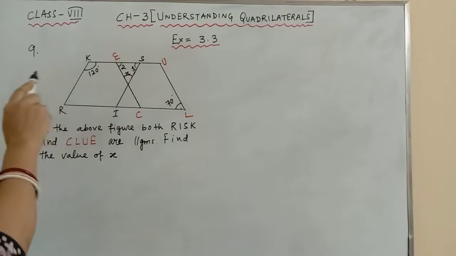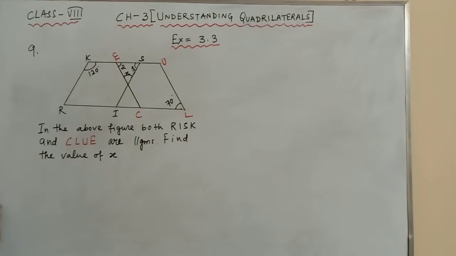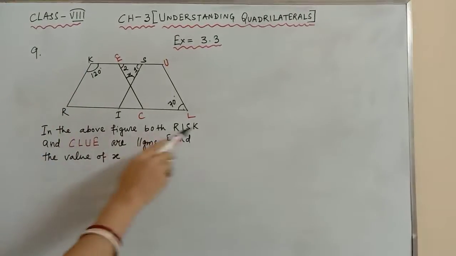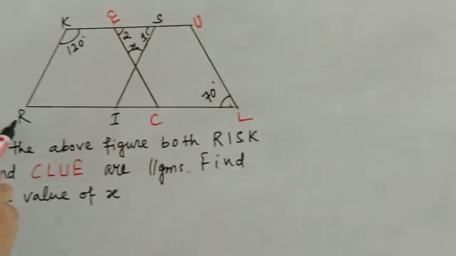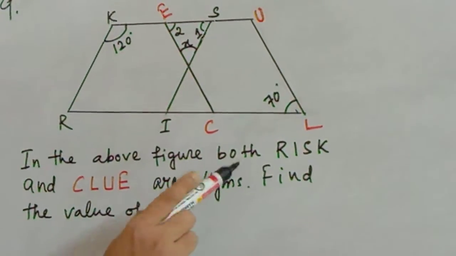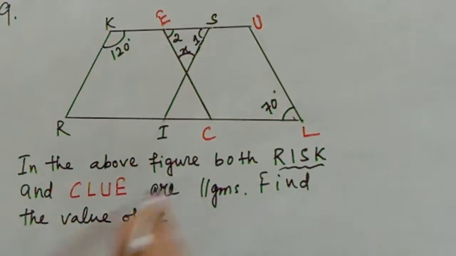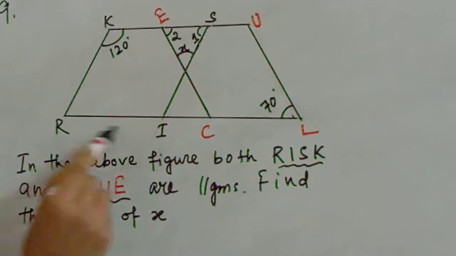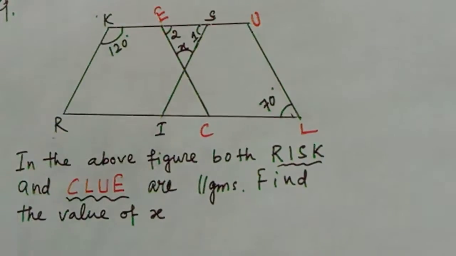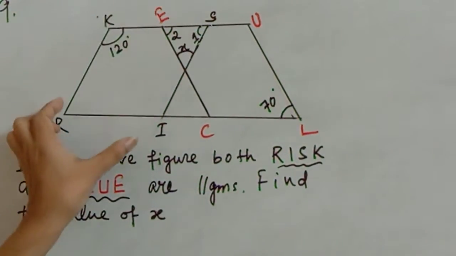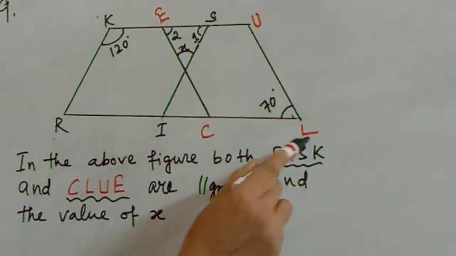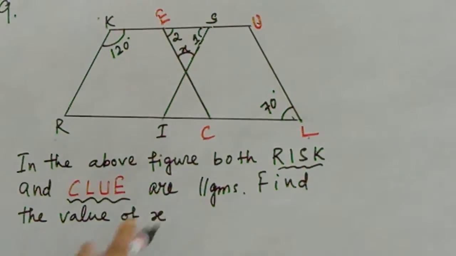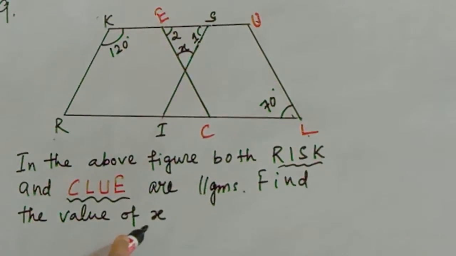Today we will do question number 9 from exercise 3.3, Understanding Quadrilaterals. Look at this diagram. Here two parallelograms are there. In the above figure, both RISK and CLUE are parallelograms. RISK is a parallelogram, and CLUE is another parallelogram. Find the value of x.